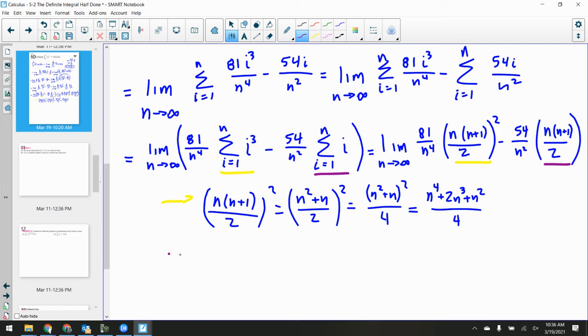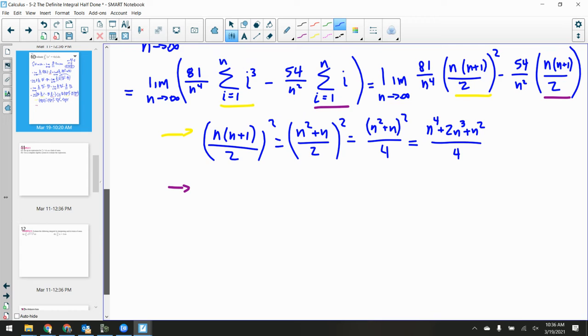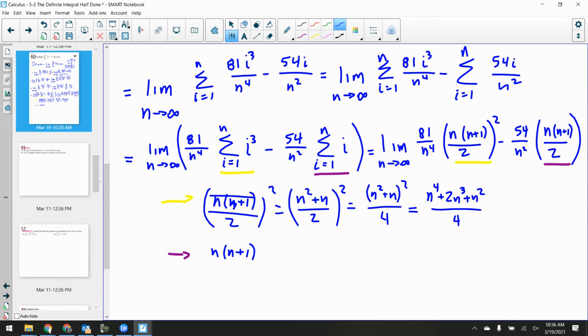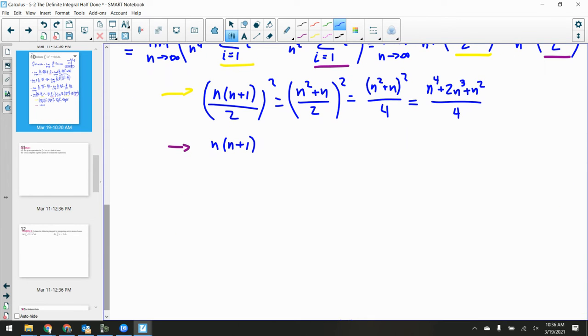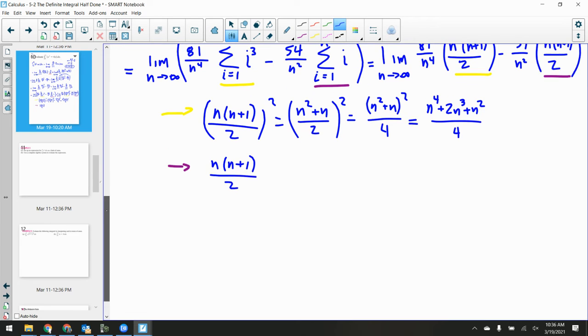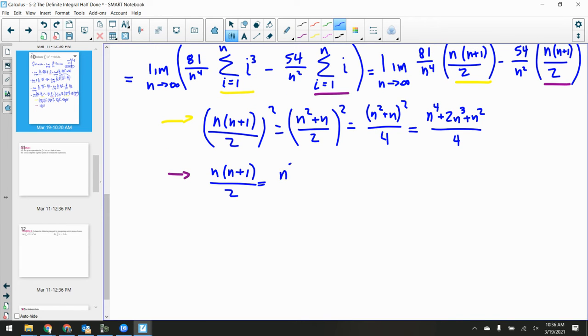Let's reduce down the purple. So all that is, I just have to distribute that. Let me write out the original: n times n plus 1 all over 2. So n squared plus n over 2. Oh, that was a lot easier simplification.